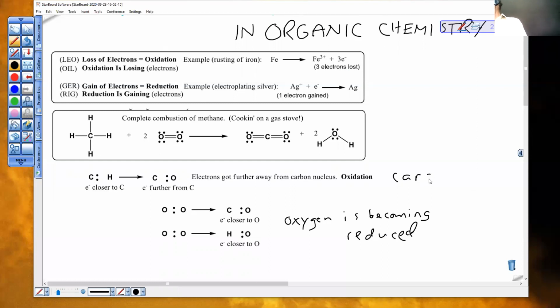And carbon is becoming, well, the electrons are going away. If they kept going away forever, they'd be lost, right? Well, just think about the direction. The electrons are going away, going away, going. If they're lost, that's oxidation from your old definition. What's on the way? Moving electrons away. So carbon is becoming oxidized.